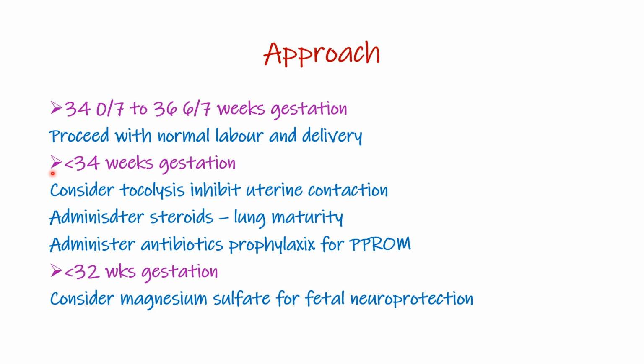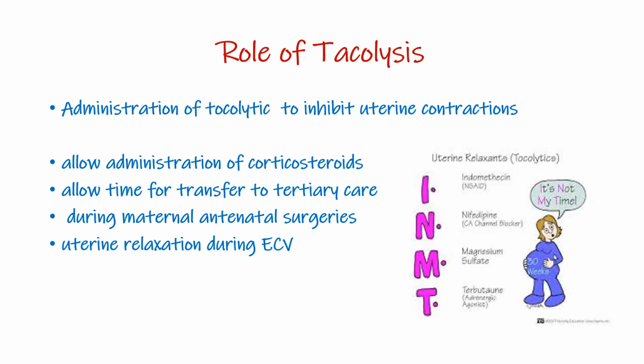However, if the patient comes with less than 34 weeks of gestation, then you consider tocolysis to inhibit uterine contractions, and then administer steroids for lung maturity and prevention of NEC and also intraventricular hemorrhage, and you administer antibiotics for prophylaxis of PROM, and in addition, for prophylaxis of neonatal sepsis later during the neonatal period. And if a patient comes with less than 32 weeks of gestation, you consider magnesium sulfate for fetal neuroprotection.